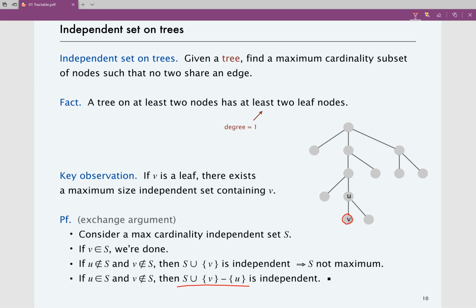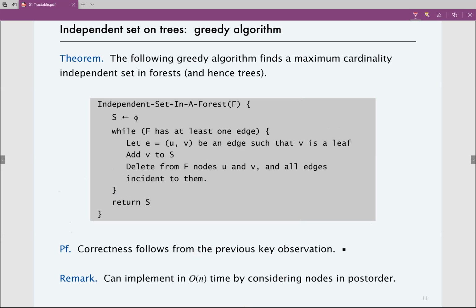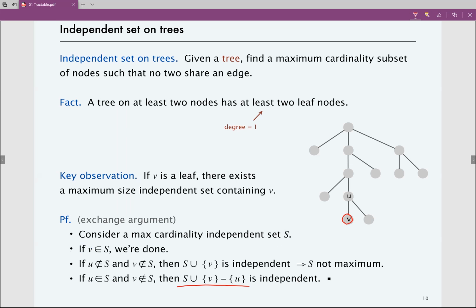So then we have this observation, and now we're going to use this to derive an algorithm. This is going to be a greedy algorithm, and it's going to be looking for a maximum size independent set in a forest. Remember that a forest is just a collection of trees, so it's multiple trees. Previously we were looking at just one tree, but we can design an algorithm which can work simultaneously on a bunch of trees, a forest.